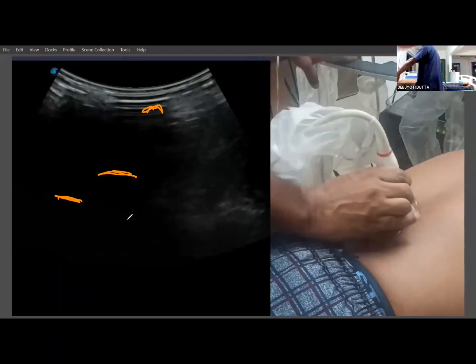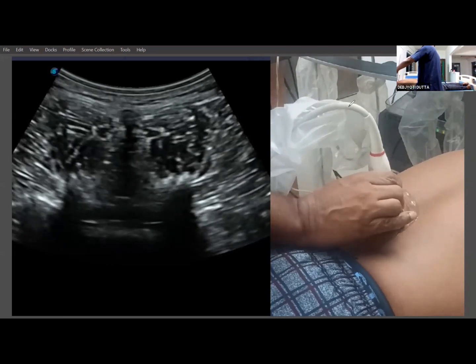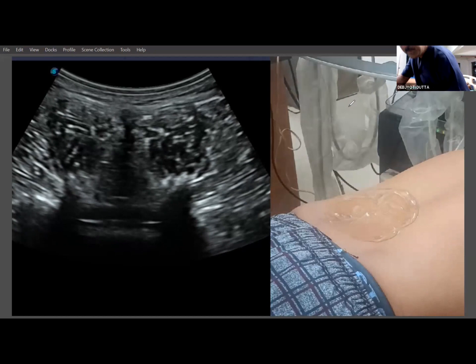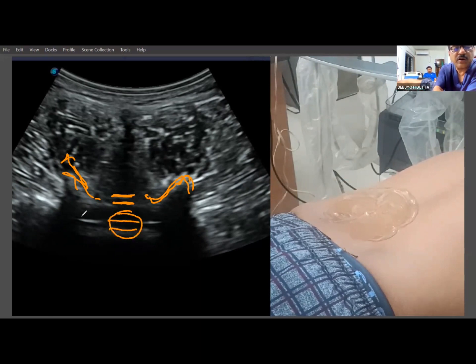Now, if we are going in between the two transverse processes, then this view is also called bat's view. So it looks like a bat, flying bat. So this is your lamina. This is your articular process pillar. This is your facet joint. You can see this facet joint. And this is your posterior complex. This is your ligamentum flavum. This is the dura. Again, this is your dura. So this together is your anterior complex. This together is your posterior complex.